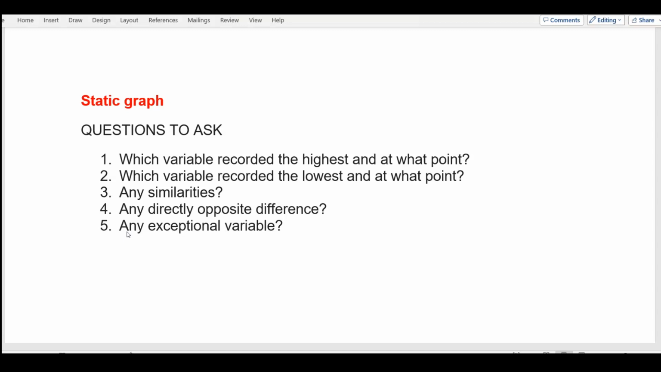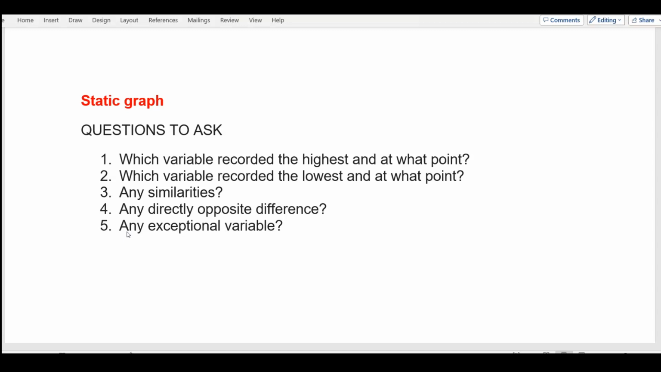Remember, not all the questions will get an answer, but while you are asking yourself, you might get answers for some of them, and you can use them to write your essay, whether you're going to deal with it in the overview or further explain it in your detailed paragraph.